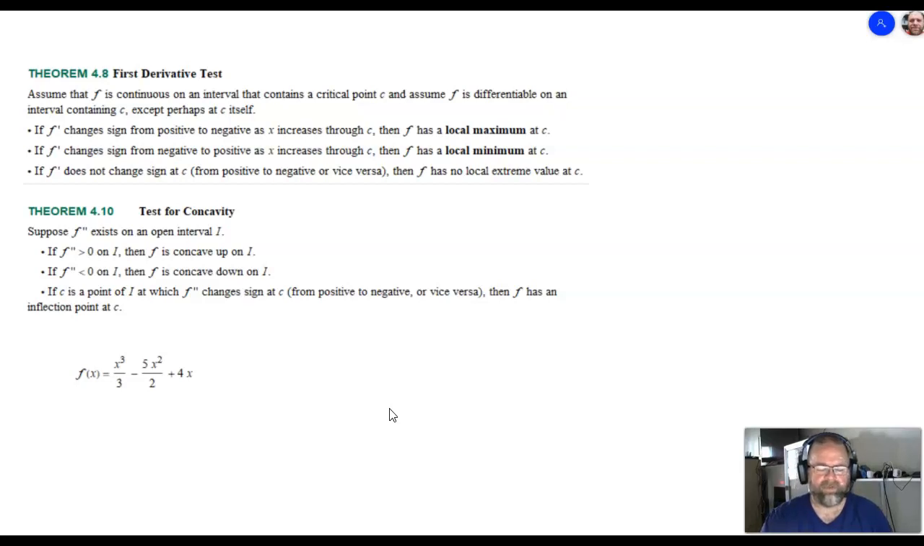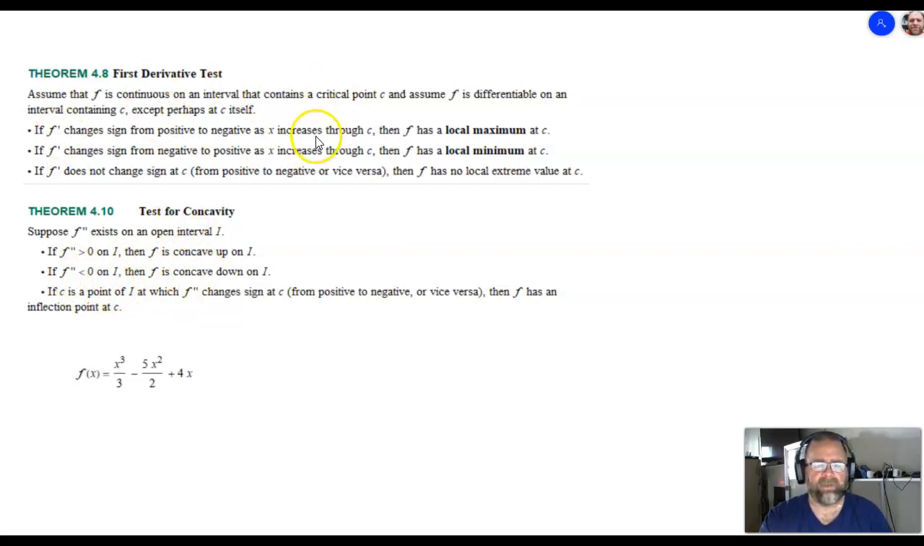It's what the derivative tells us, and we're going to learn a couple of different ways here to find out where the local maximums and local minimums are in a function. We're going to be using the first derivative test, and we're also going to be using the second derivative test, which is also the test for concavity.